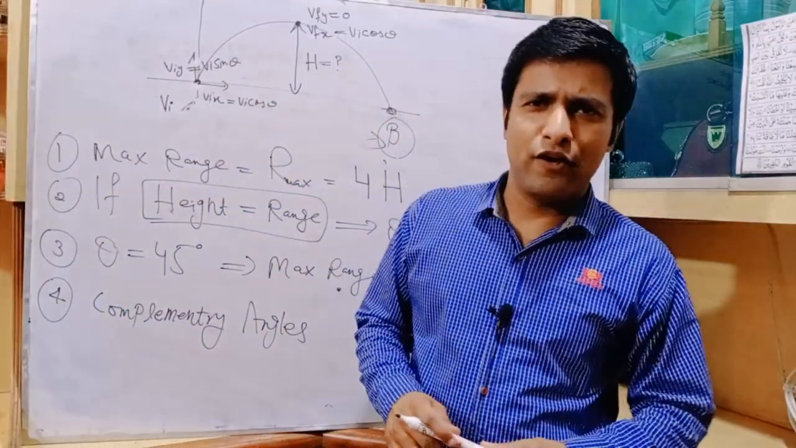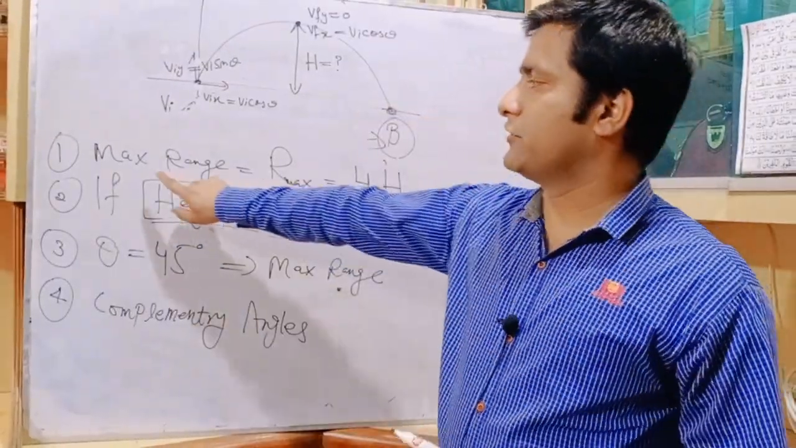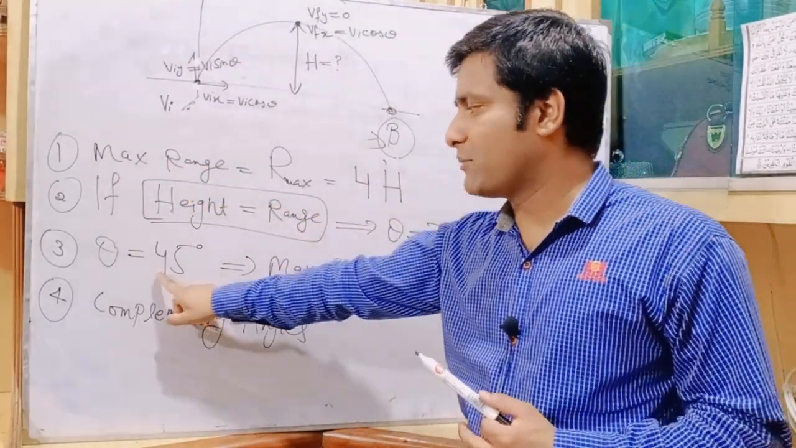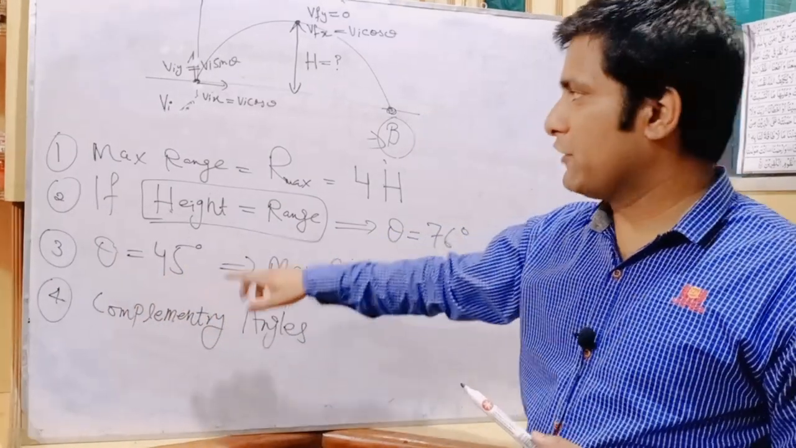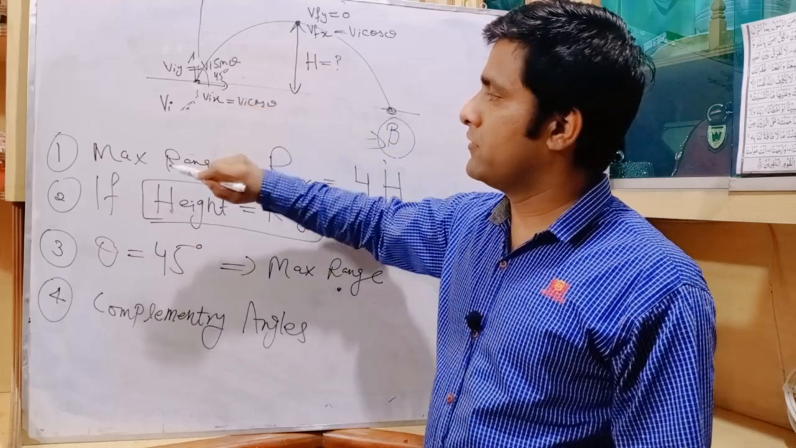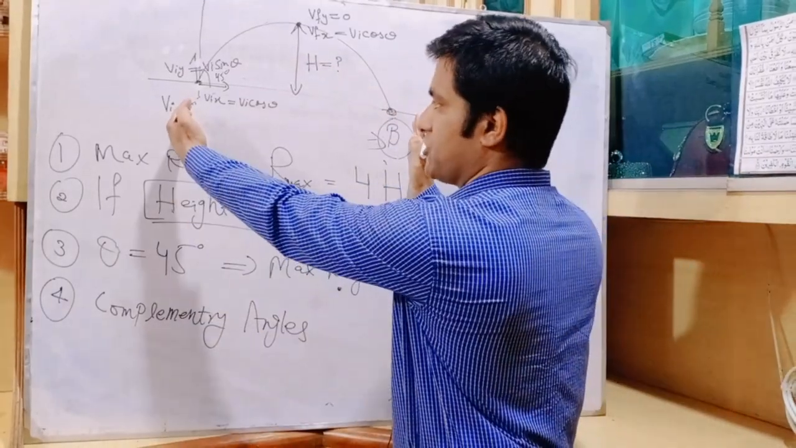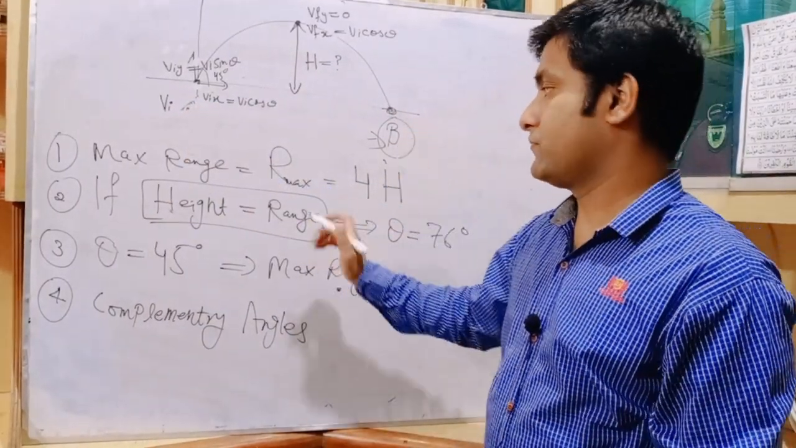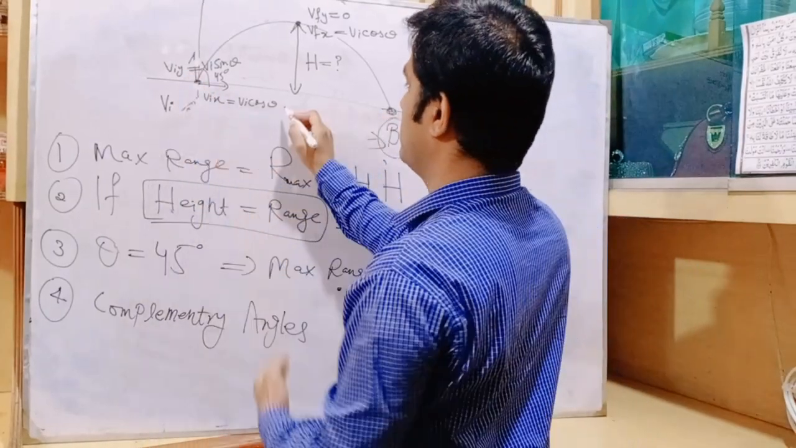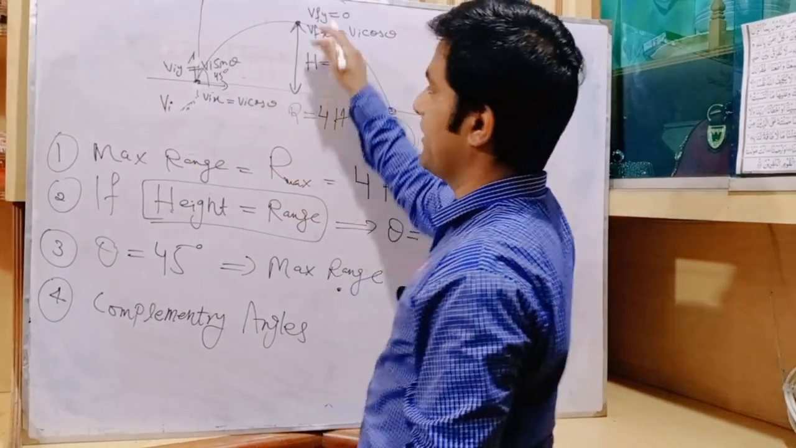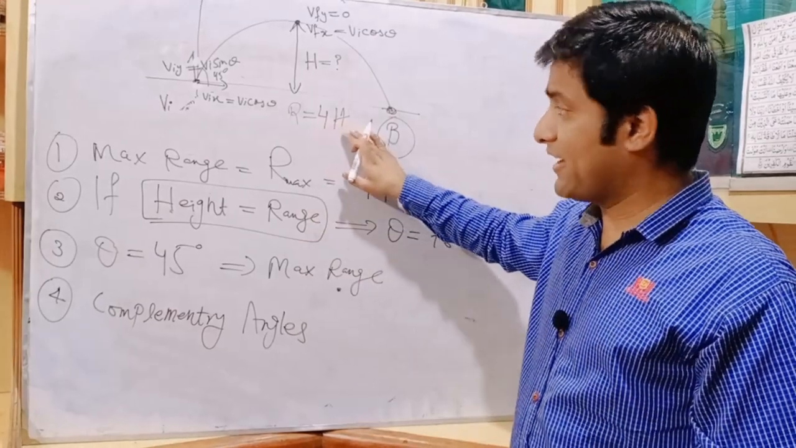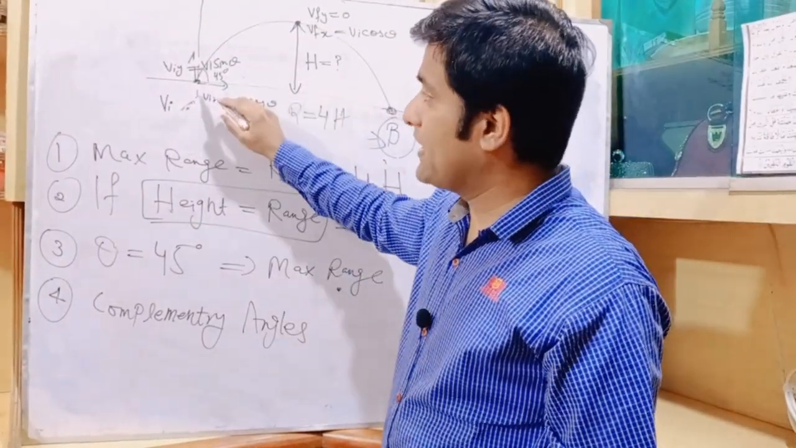And now let's talk about four important things about projectile. The first thing is, how can maximum range be attained? You can attain maximum range if your angle is 45. If you are projecting the body with the angle 45, then it will cover maximum range. All right, and at that time, your maximum range would be equal to 4 times height. This is the height, the maximum vertical distance. So your range would be equal to 4 times height if you are throwing or projecting a body with the angle of 45.